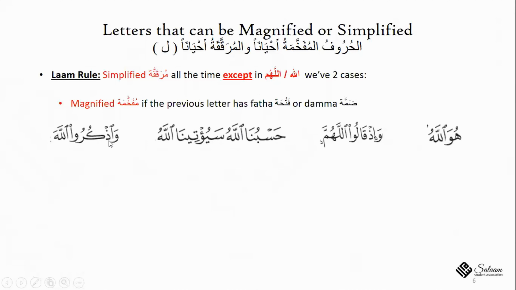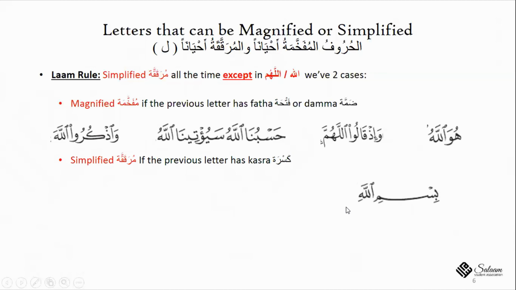Here's the same thing. وَاذْكُرُوا. So Dhamma before Allah, so it will be مفخمة. وَاذْكُرُوا. Simplified or muraqqaqa if the previous letter has kasra. So Allah and Allahumma, again, only on these two words, the lam will be simplified if we have kasra before it.